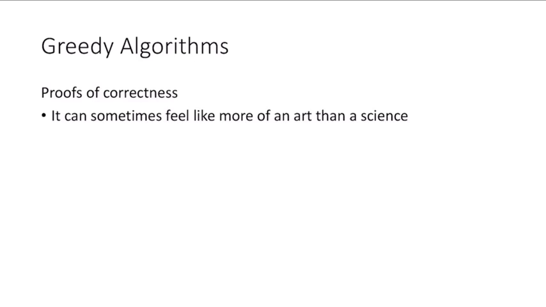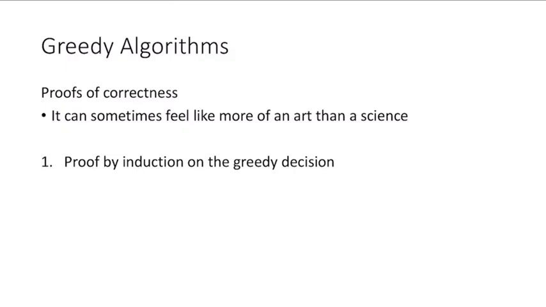Okay, so proofs of correctness, sometimes it can feel more like an art than a science. Compare what we're doing in this set of slides to what we did for divide and conquer. So for example, for quicksort, we looked at counting the number of comparisons. In merge sort, we looked at the recursion tree. Compare that to what we do here.